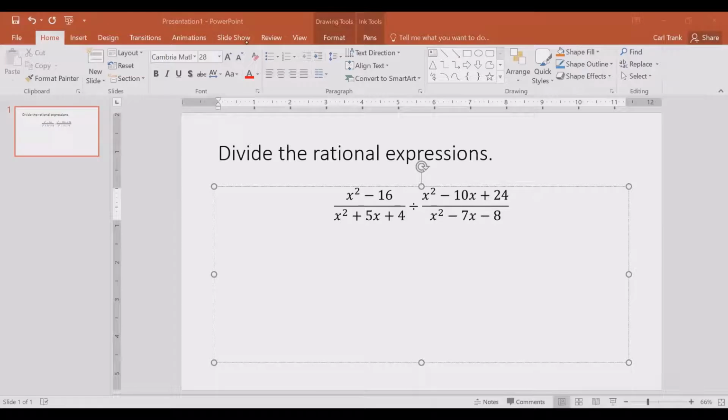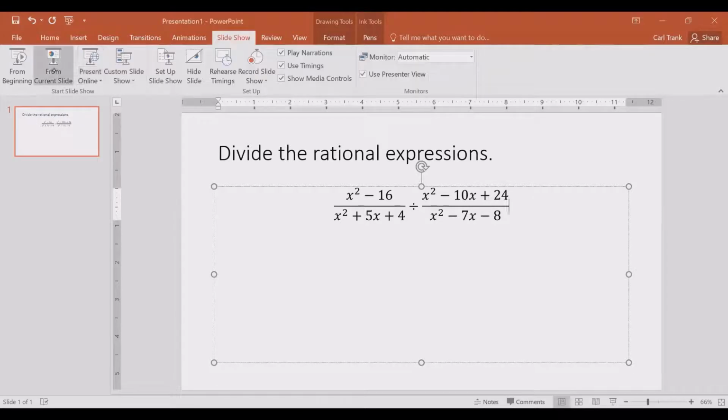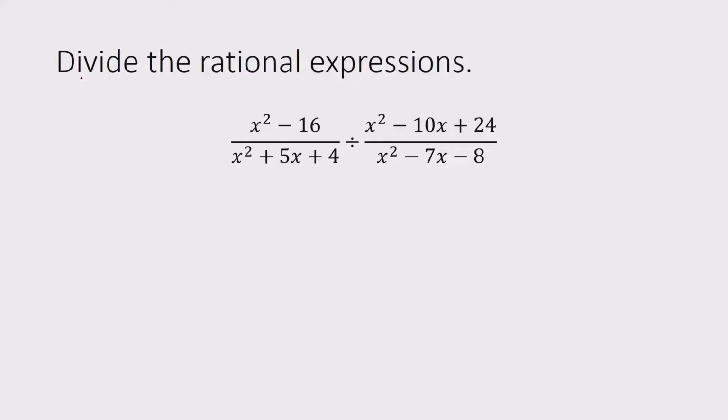Hi, in this video, we will talk about how to divide rational expressions. Because multiplication is a part of the division process, we will also end up talking about multiplication in this video. So we have these two fractions, these two rational expressions that we want to divide. The first step is to factor everything. So we're going to write factor everything first.